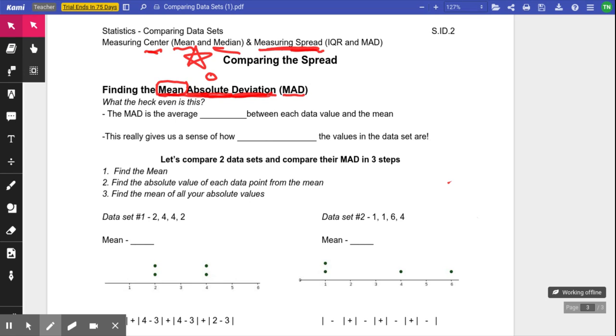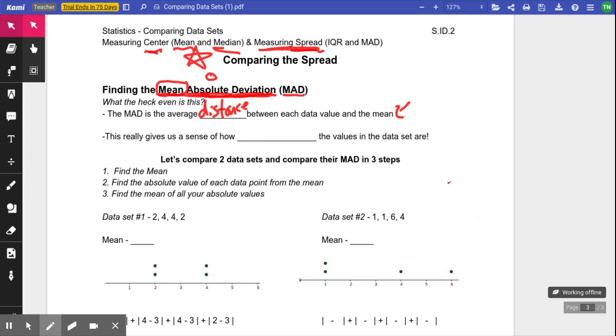And that leads us into our first blank here. It says the MAD, the mean absolute deviation, is the average distance between each data value and the mean. So it's saying on average, how far are your data points away from the mean? The first thing you should be thinking is, well, if I'm trying to figure out on average how far away my data values are from my mean, then we need to find what the mean is, right?